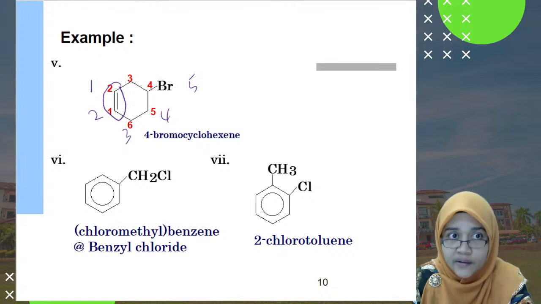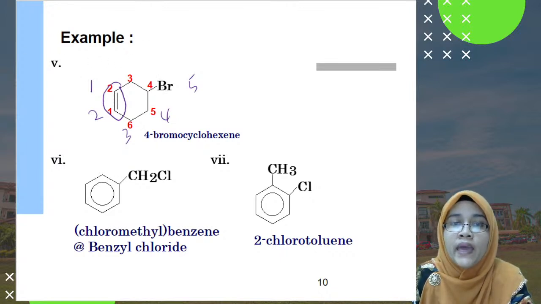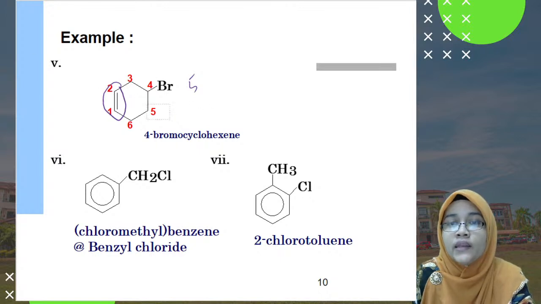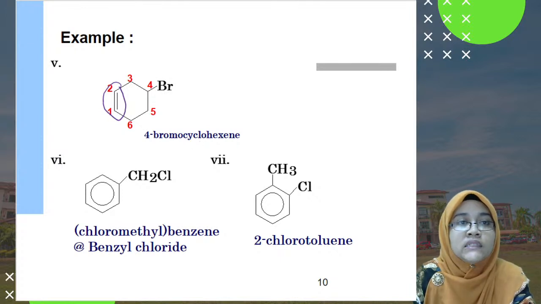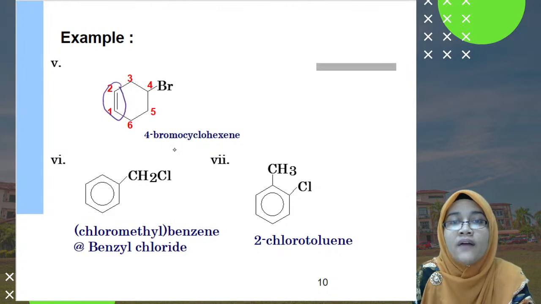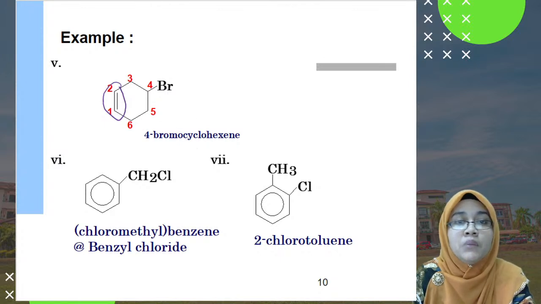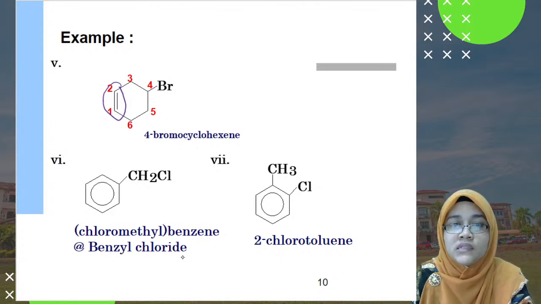That is not correct. For IUPAC nomenclature rules, we must number so that our substituent gets the lowest possible number. That's why we call it 4-bromocyclohexene. Why hexene? Because the ring has 6 carbons. So it is cyclo with 6 carbons, and hexene because this has a carbon double bond, not hexane but hexene.